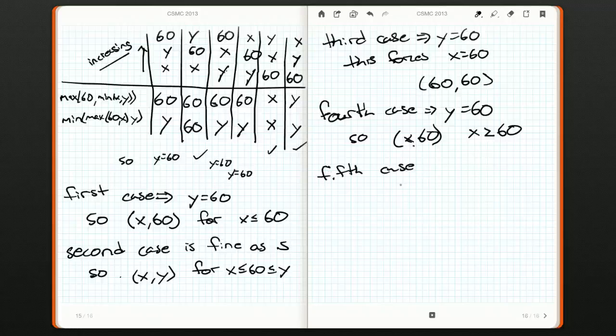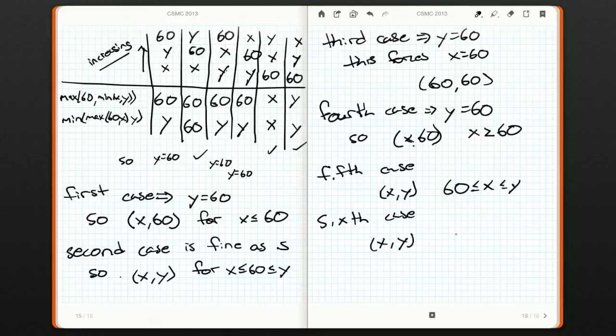So the fifth case, that was fine. So really any x and y with 60 less than or equal to x less than or equal to y. And the sixth case is the exact same thing. So, how do these things overlap? It looks like every single set of cases overlaps exactly at 60-60.